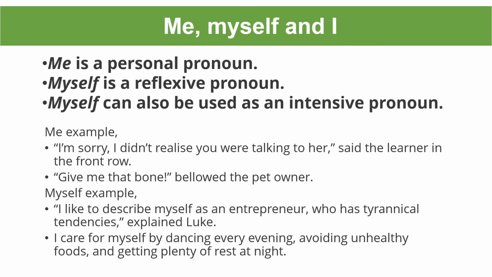Now, in the example there, you will notice that, for example, we say, I'm sorry, I didn't realize you were talking to me, said the learner in the front of the row. Give me that phone. Right? And myself, I like to describe myself. So it has to refer back to the subject of that sentence. I care for who? Myself. So it has to go back to the actual word there. Right. Let's have a look at the next one.